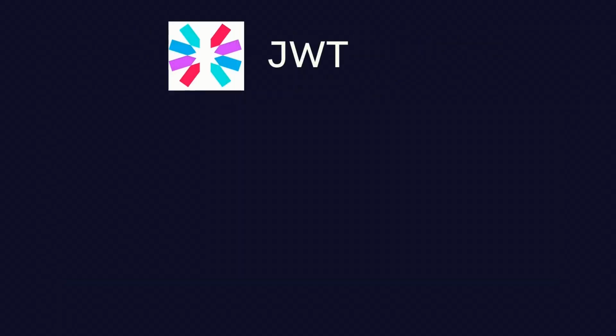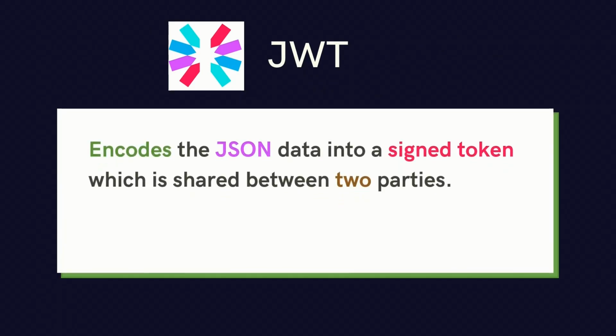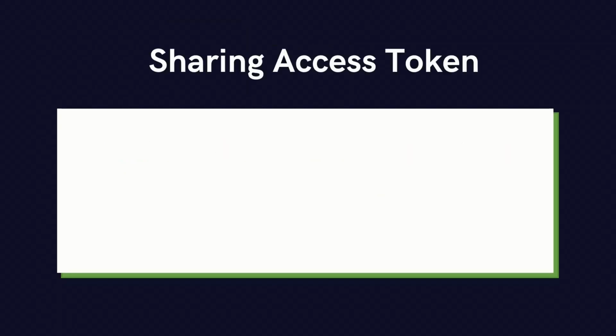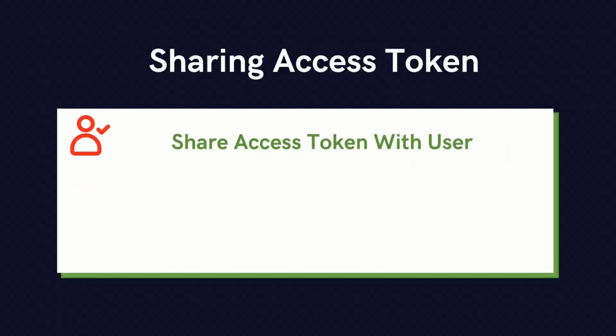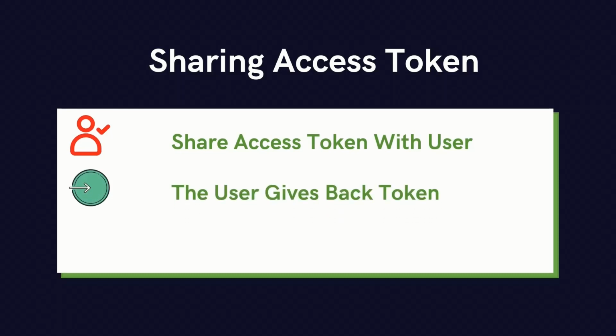And after that, what is the JWT again? It encodes the JSON data inside a signed token, which is shared between two parties. The first party is the user, and the second party is the application itself, where we will verify that token. Now we can also share the access token. We share the access token with the user, and the user gives back the access token to the application to verify that token, and then the verification of that user completes. So this is how the authentication and authorization parts complete.